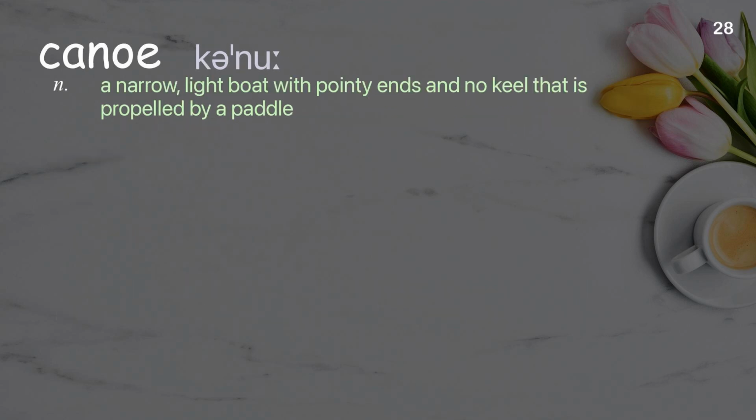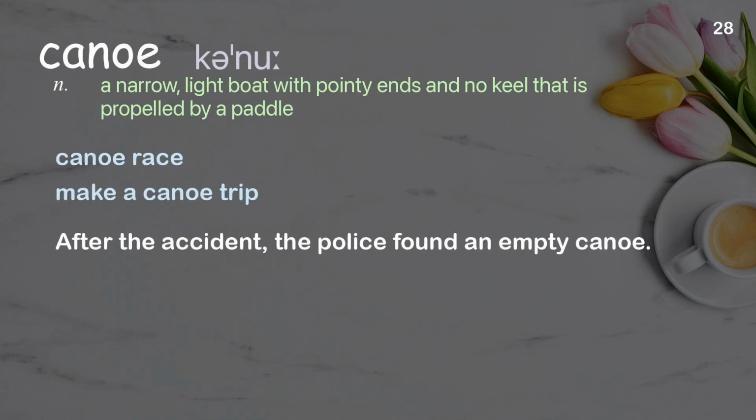Canoe. A narrow, light boat with pointy ends and no keel that is propelled by a paddle. Examples. Canoe race. Make a canoe trip. After the accident, the police found an empty canoe.